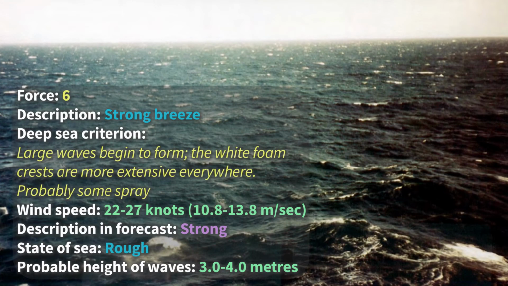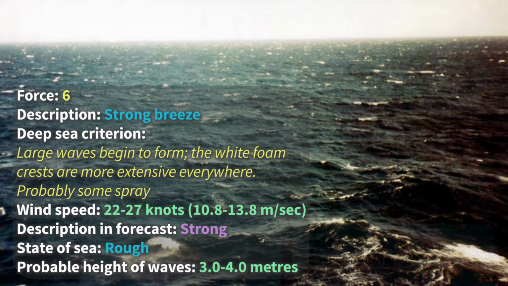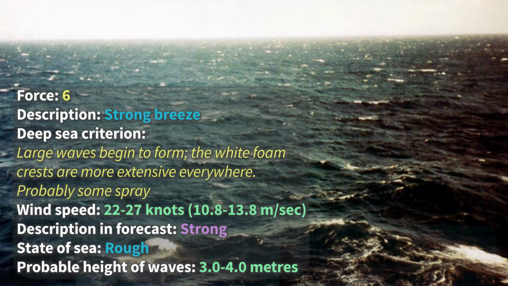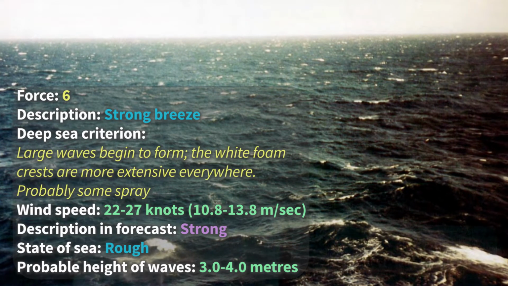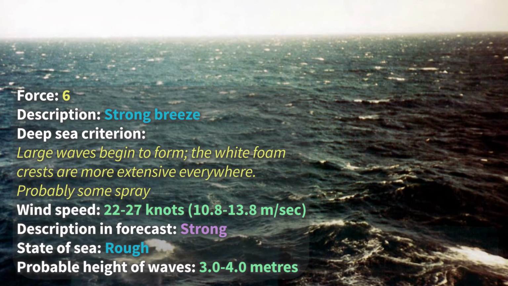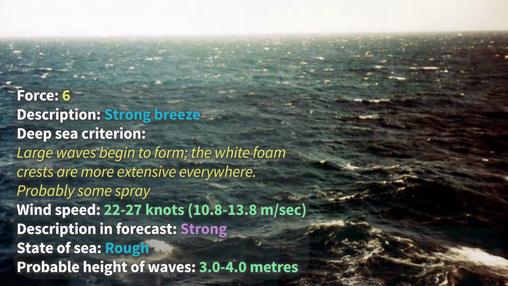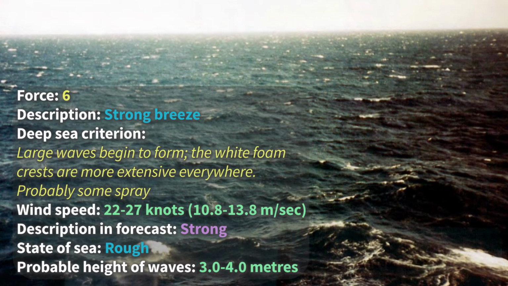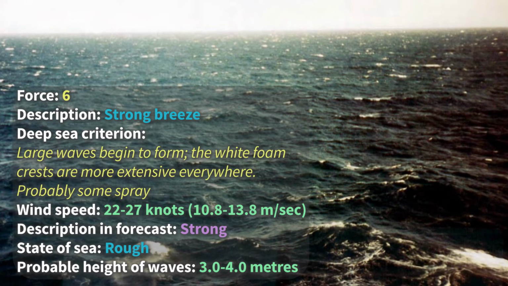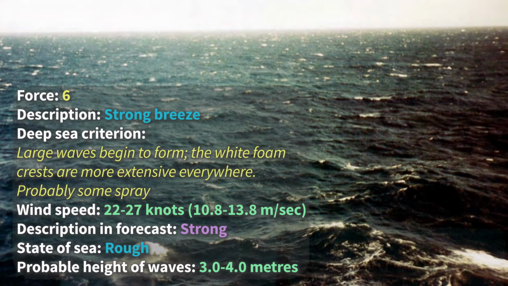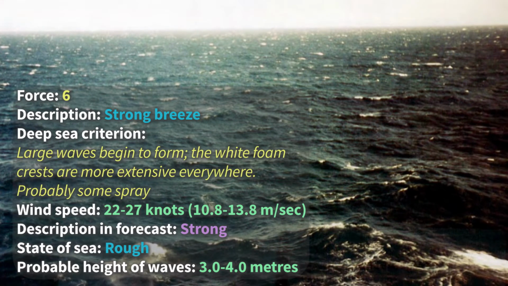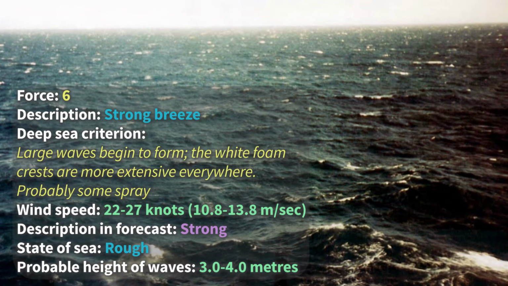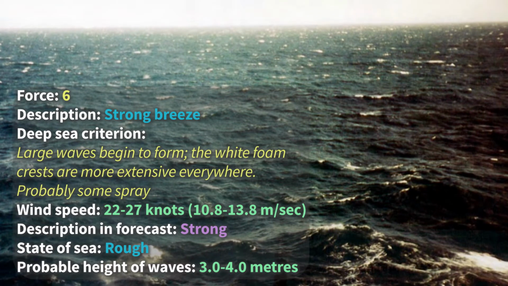Force 6. Description: strong breeze. Deep sea criterion: large waves begin to form. The white foam crests are more extensive everywhere. Probably some spray. Wind speed: 22 to 27 knots, 10.8 to 13.8 meters per second. Description and forecast: strong. State of sea: rough. Probable height of waves: 3.0 to 4.0 meters.